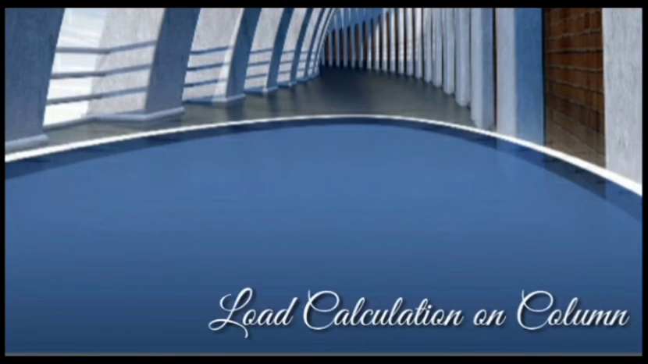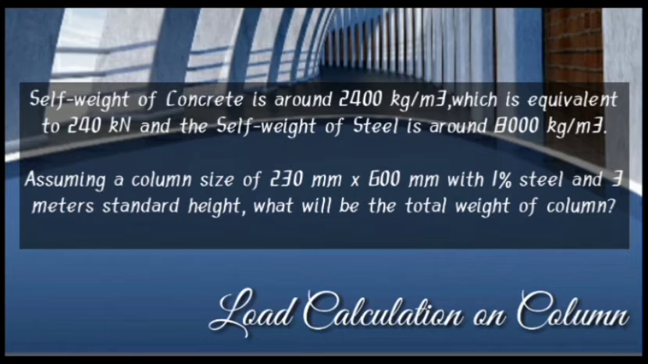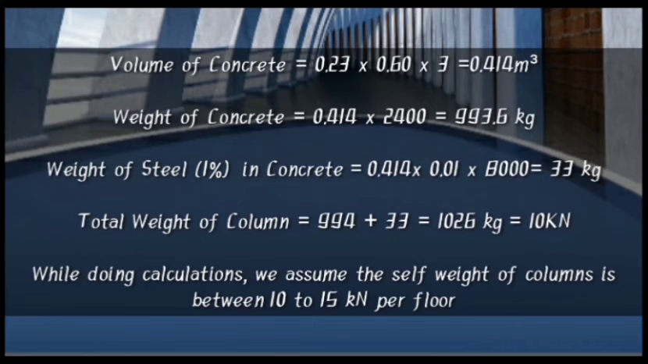For the load calculation on column, we know that the self-weight of concrete is around 2,400 kg per cubic meter, which is equivalent to 24 kN per cubic meter, and the self-weight of the steel is around 8,000 kg per cubic meter. So if we assume a column size of 230 mm by 600 mm with 1% steel and 3 meters standard height, what will be the total weight of the column? Here's the calculation.